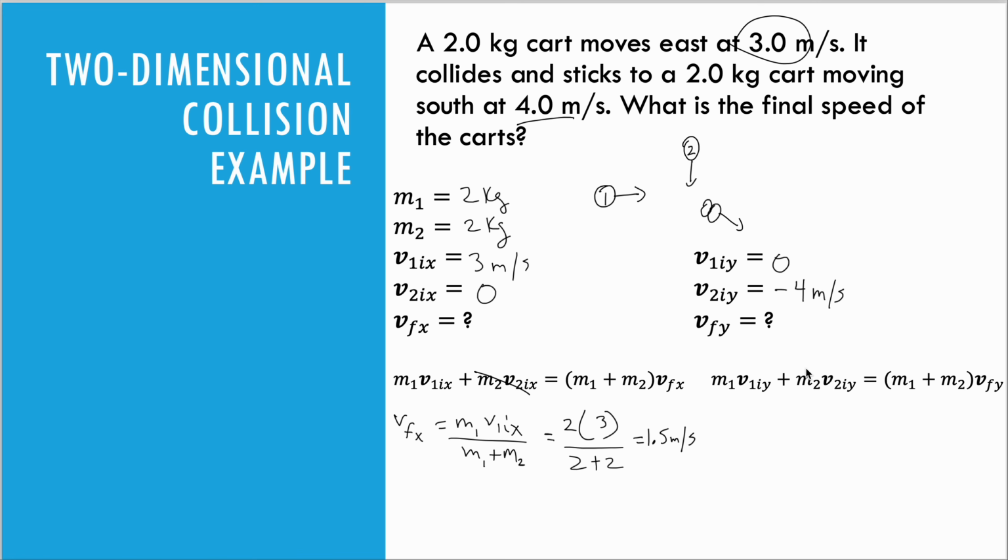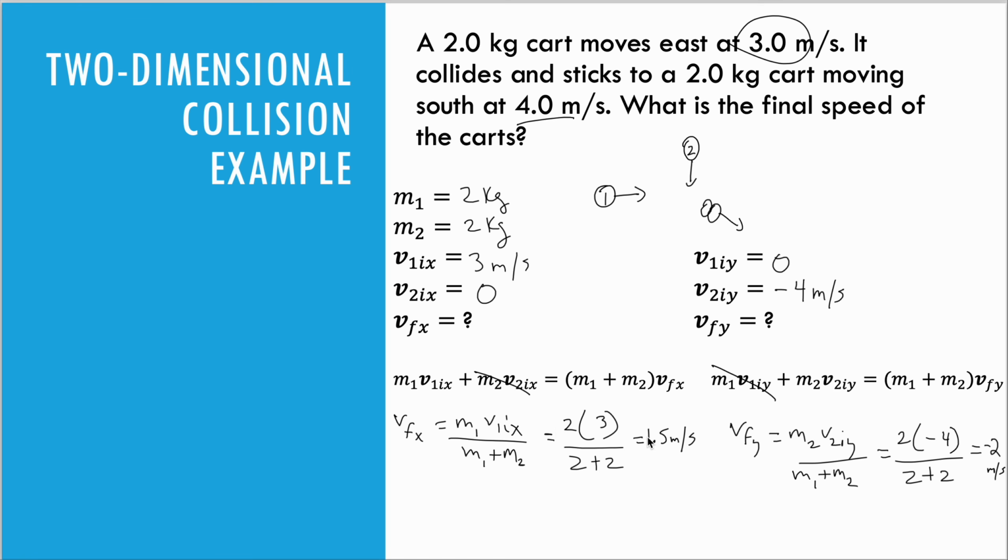Now let's look at the y direction. v1 initial y is 0, so the first term is 0. Let's solve for v final y, which is going to be m2 v2 initial y over m1 plus m2. Plug in our values. We're going to have 2 times negative 4 over 2 plus 2. That's going to give us negative 2 meters per second. So that's the x and y components of the final velocity.